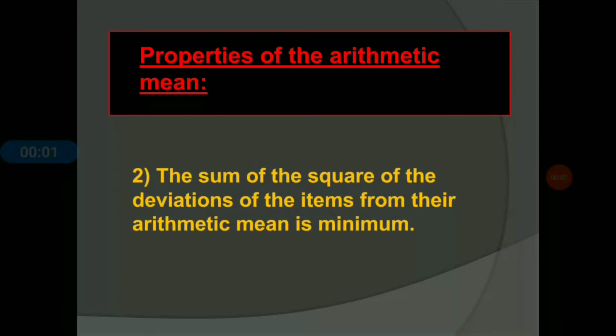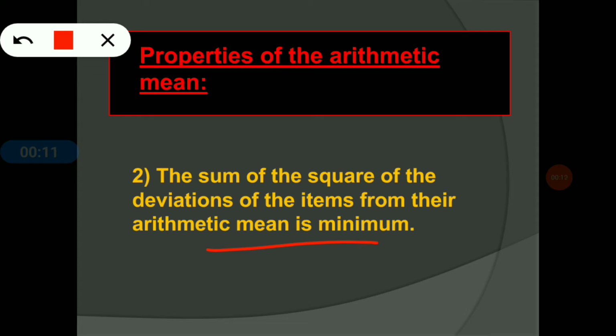So, here we can see the second property of the arithmetic mean. The second one is the sum of the square of the deviation of the items from the arithmetic mean is minimum. That means less than the sum of the square of the deviation of the items from any other value. Okay. So, this property of the mean is of great importance in regression analysis, and this is out of syllabus for class 11. So, learner, we will discuss it later. So, just remember the properties of the arithmetic mean. So, sum of the square of the deviation from their arithmetic mean is always minimum.